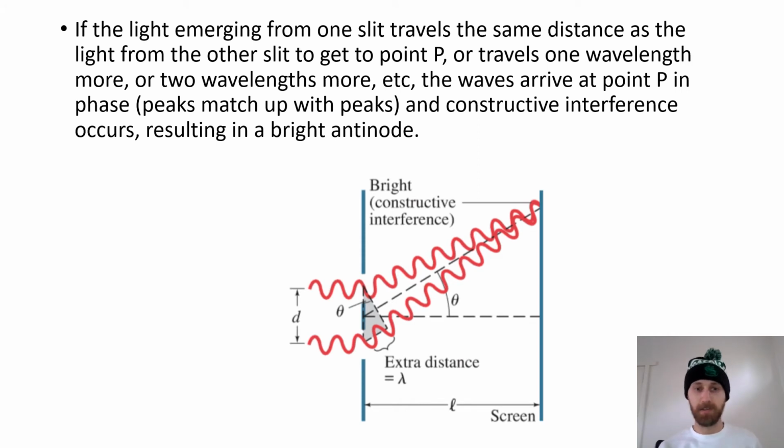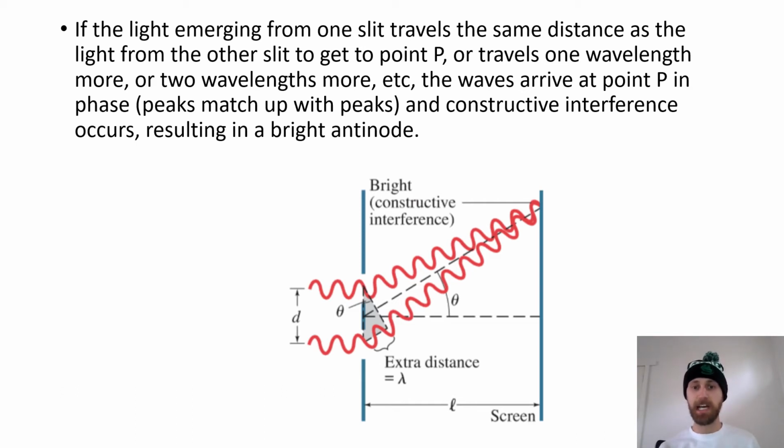So example's still a ways away. So if the light emerging from one slit travels the same distance as the light from the other slit to get to that point, or travels one wavelength more or two wavelengths more, the waves arrive at point P in phase, peaks match up with peaks, and you get constructive interference, which results in a bright antinode.